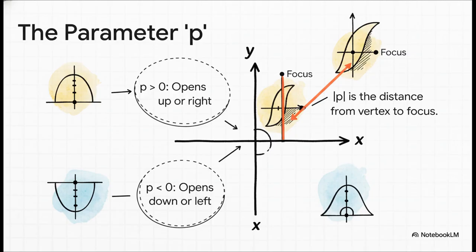Now, you probably noticed that little letter p in both of those equations. Well, p is the secret key to unlocking the whole thing. Its sign, positive or negative, tells you which way the parabola opens. If p is positive, it opens towards the positive side of the axis, so up or right. If p is negative, you guessed it, it opens towards the negative side, down or left. And the value of p itself? That's the actual distance from the vertex of the parabola out to the focus.